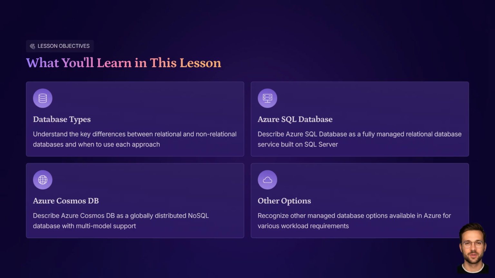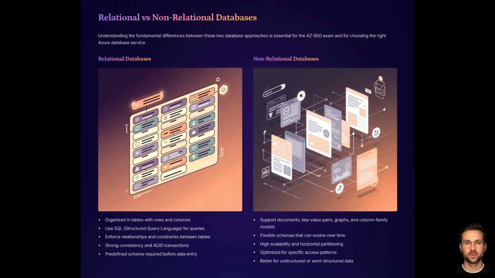Let's start with relational versus non-relational databases. A relational database stores data in tables with rows and columns, and uses structured query language, or SQL, to query and manage that data. Relational databases enforce relationships and constraints between tables, which helps maintain data integrity. Examples of relational database systems include Microsoft SQL Server, PostgreSQL, and MySQL.